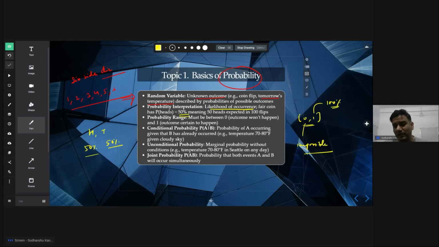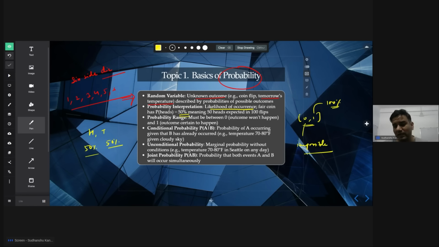Similarly, somebody asks you the probability of getting 3 or 4. You will say 3 or 4 means you are asking the probability of 3 also and 4 also, which makes it 2 possibilities out of 6, so 2 by 6. Probability of getting an even number? How many even numbers do we have? If I have 1, 2, 3, 4, 5, 6, we have 2, 4, and 6. That's 3 out of 6. Very straightforward.